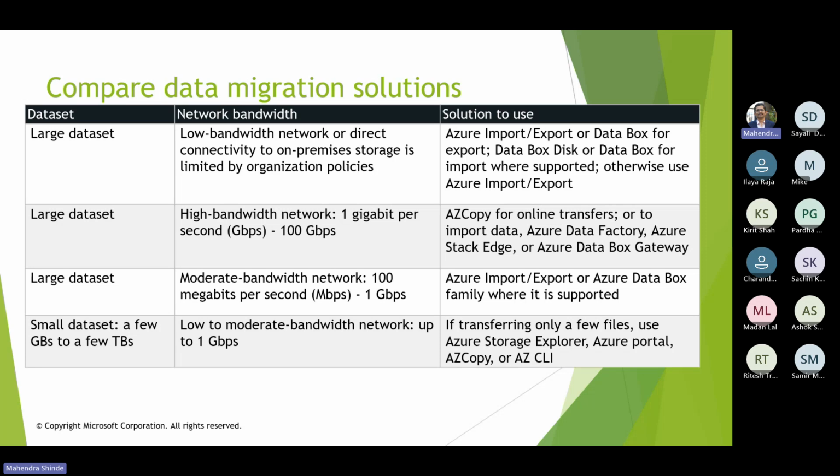You have a large data set, several terabytes of storage or petabytes of storage, and you have low network connectivity. Your network bandwidth is very low and you do not have direct connectivity, like you don't have anything like ExpressRoute, for example. So what should I do if my data size is huge and network bandwidth is very slow? With slow network bandwidth, moving your data might take several days or several months as well.